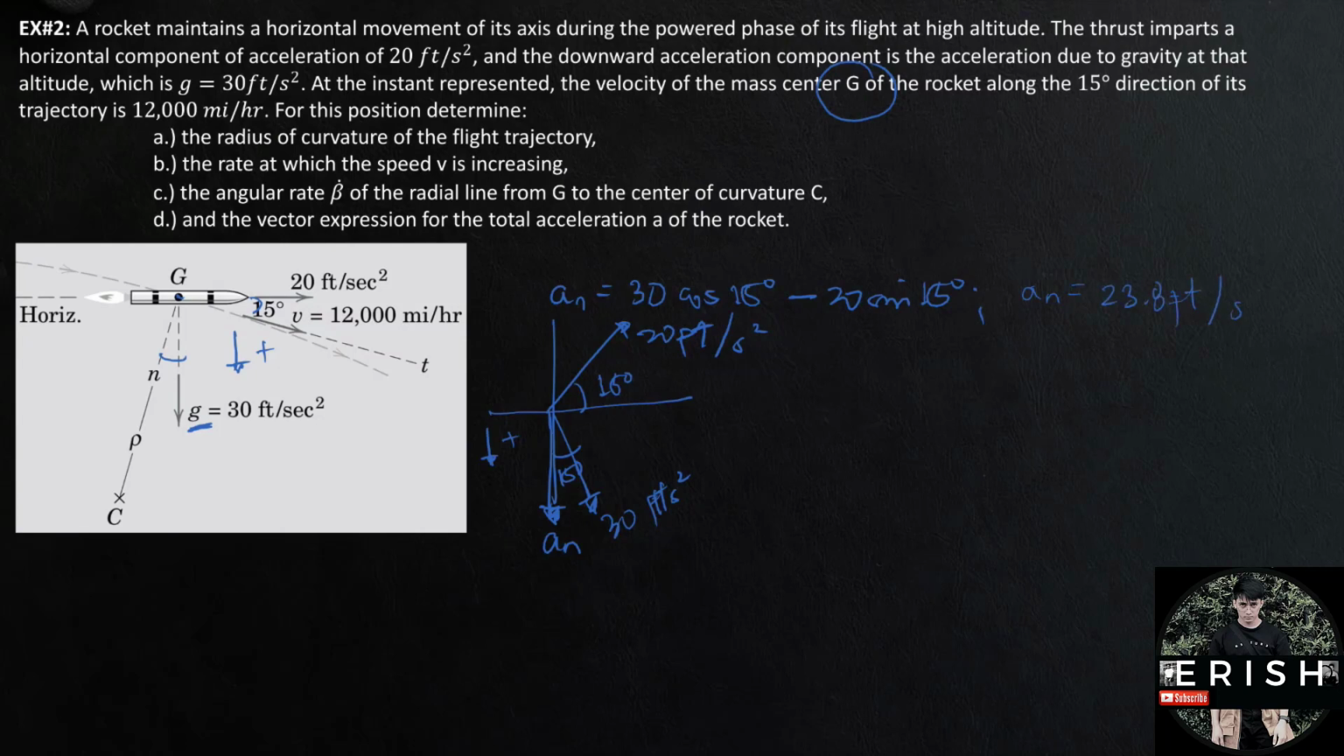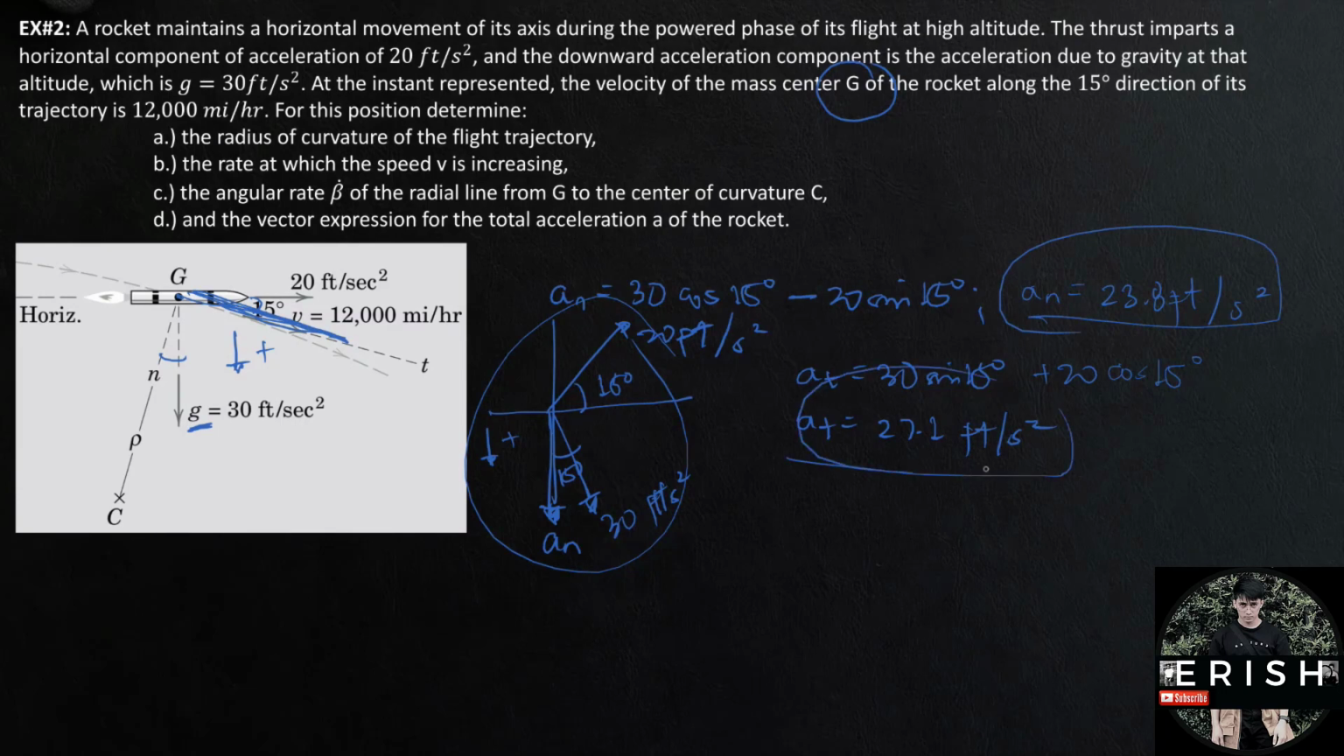And for AT naman, AT is equal to 30 again. And since ang location ng AT natin ay etong part na ito, 30 feet per second square, magiging sine 15 degrees naman siya kasi re-reverse natin. Sine 15 degrees plus 20 cosine 15 degrees. Parang ganito ang ginawa natin, kaya lang in an opposite way. So, therefore, the value of the tangential acceleration natin is equal to 27.1 feet per second square. This is our AN and this is our AT.